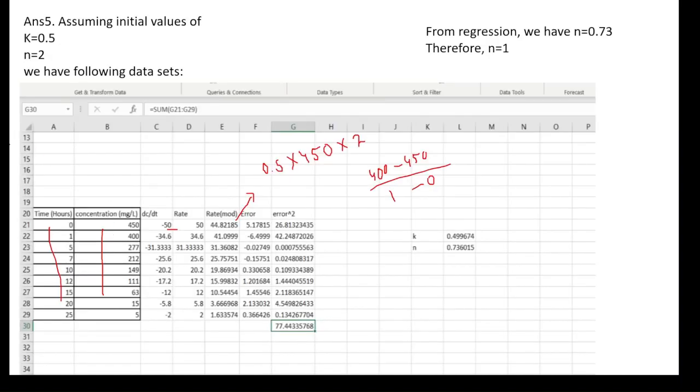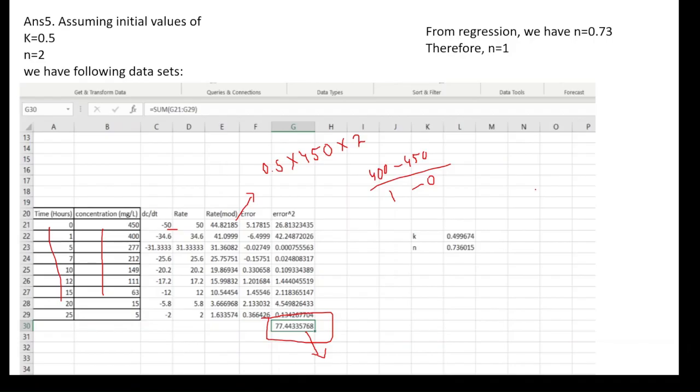We can calculate the error between them and the squaring of error. Now our target is to reduce this sum of errors. This is our target.